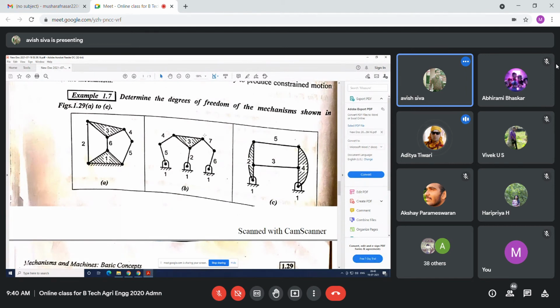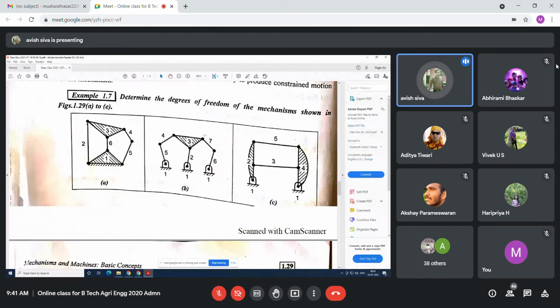N is equal to 0. Aditya Tiwari, right? Yes, sir. Oh, good. N is equal to 0. Number of degrees of freedom, that is equal to 0 in this case.